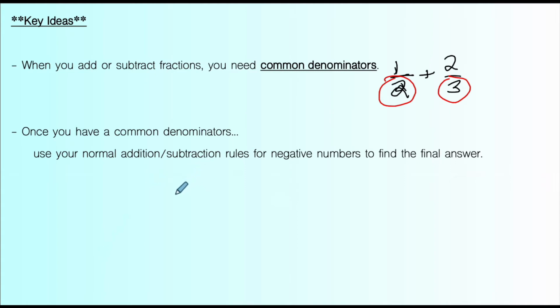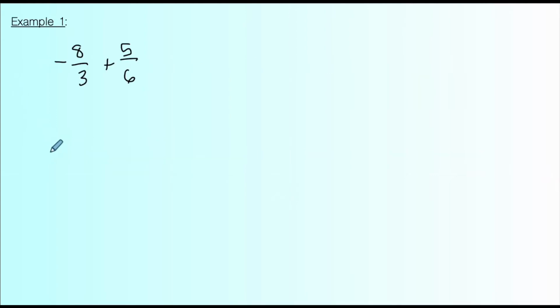And for subtraction, we don't subtract. The best thing to do to keep it simple for your brain is to change all subtraction to addition by adding the opposite. So change all subtraction problems to addition problems by adding the opposite. And we'll look at an example in case you've forgotten what that means. But here we go. First example, -8/3 plus 5/6.